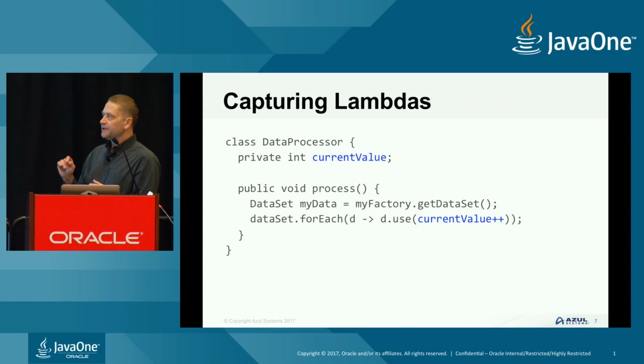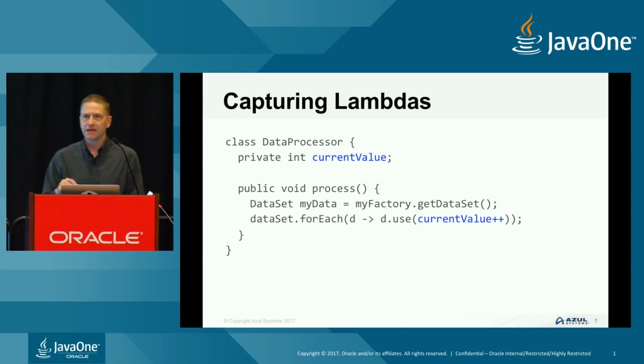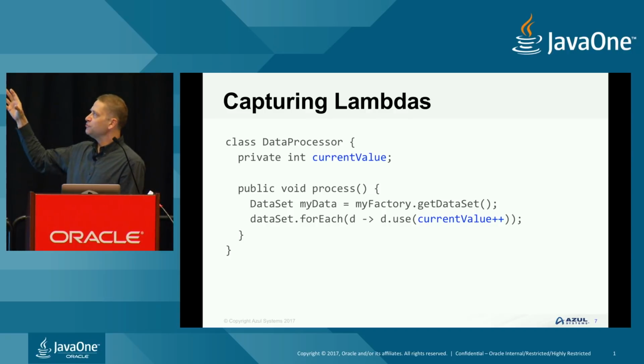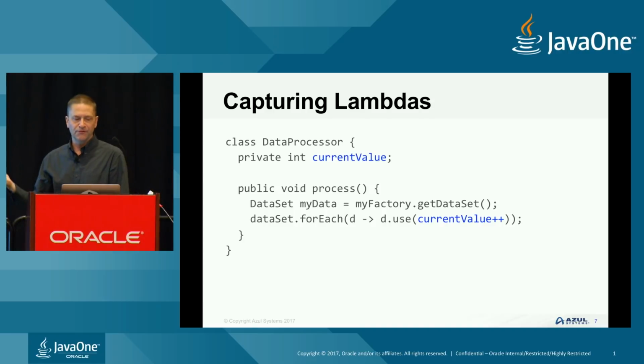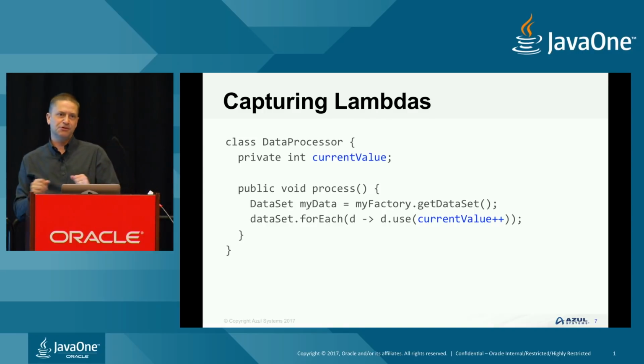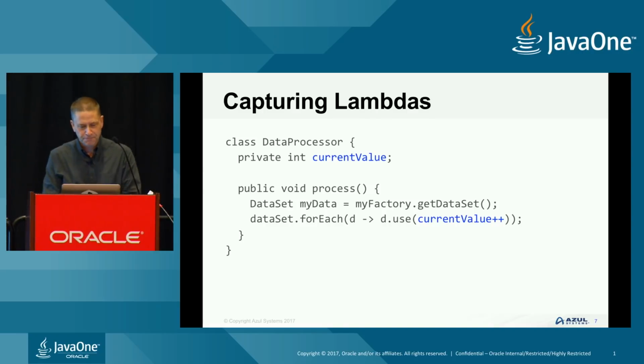Right, so let's talk a little bit about capturing lambdas. A capturing lambda is one which uses a variable from the surrounding scope. And when I started using lambdas, I wrote a piece of code which is very similar to this. I had a class which I called DataProcessor. It had a currentValue int, and then I wanted to process something, so I used a lambda expression and I did currentValue++. I compiled it, I ran it, it did exactly what I wanted it to do. I thought, yes, great, my code is good.